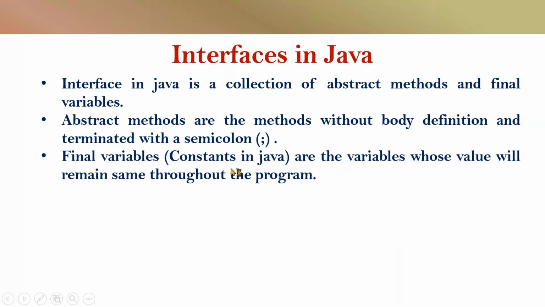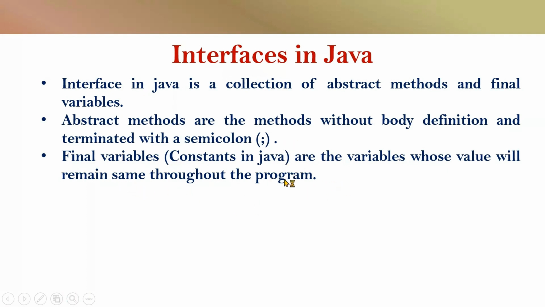And final variables are nothing but constants in Java, whose value will remain the same throughout the program. So the interface is a combination of both abstract methods and final variables. There is no hard and fast rule that both need to be there. Either one can also be available in the interface.